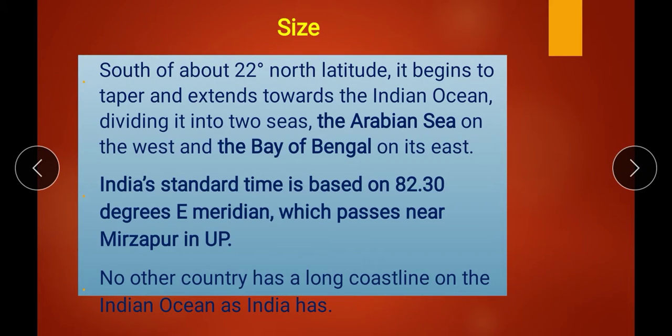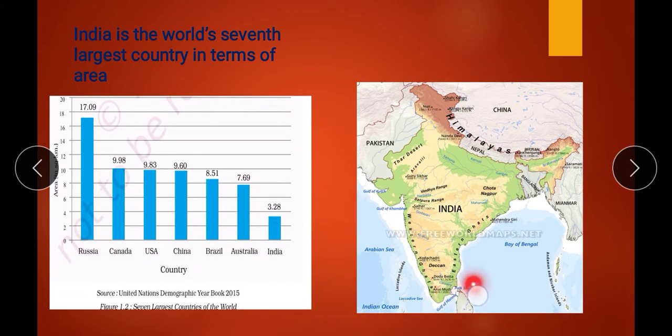Look here, the south of about 22° north latitude it began to taper and extend towards the Indian Ocean, dividing it into two seas, Arabian Sea on the west and the Bay of Bengal on its east. So this peninsular India divide Indian Ocean into two subparts. The eastern part is known as Bay of Bengal and the western part is known as Arabian Sea. In the Bay of Bengal is one island group. The name of that island group is Andaman and Nicobar. In the Arabian Sea island group is Lakshadweep.